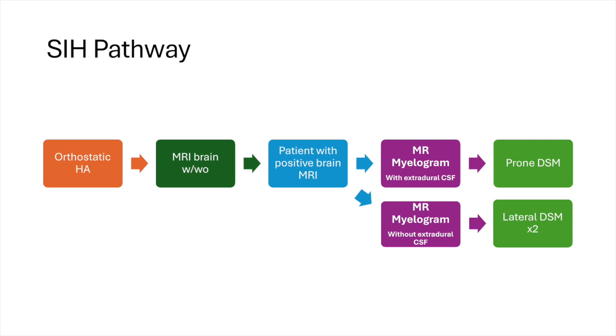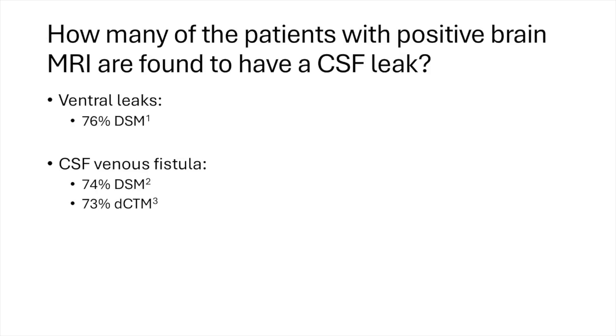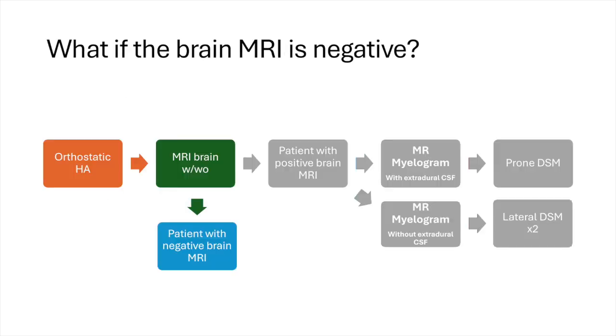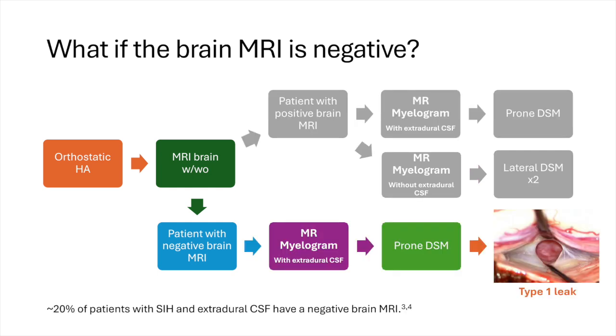By now that's pretty obvious, but the question I had when I was more junior was, how many patients with positive brain MRIs actually are found to have CSF leaks? And there's a lot of literature out there right now, and basically 75% of the time, you either find a ventral leak or a CSF venous fistula, either with a DSM or a dynamic CTM. But then my question was, what if the brain MRI is negative? What do we do with those patients?